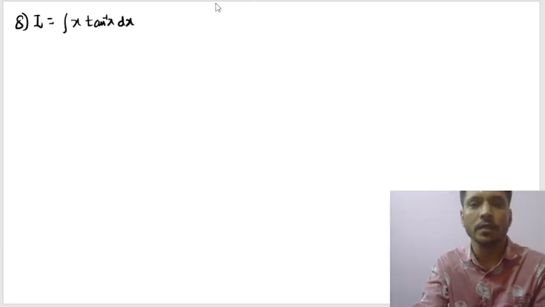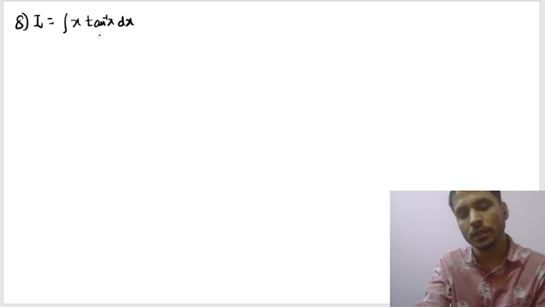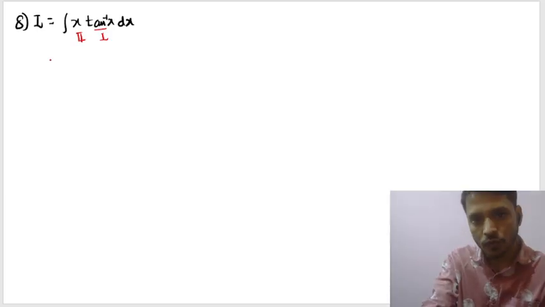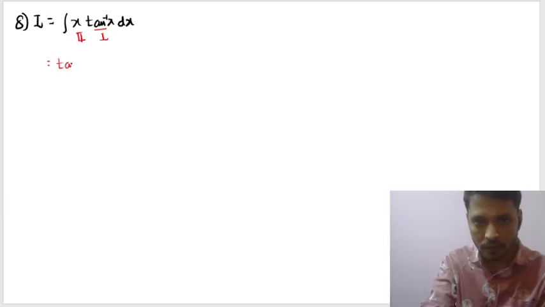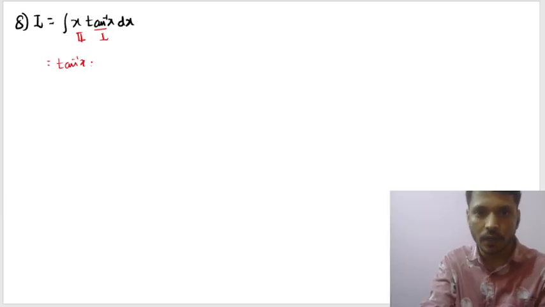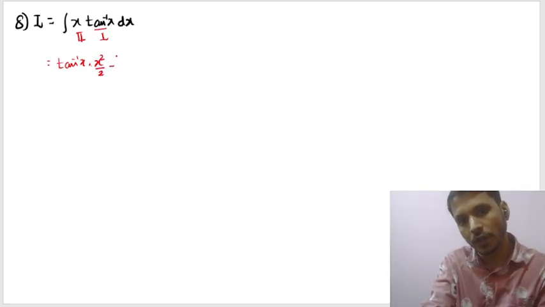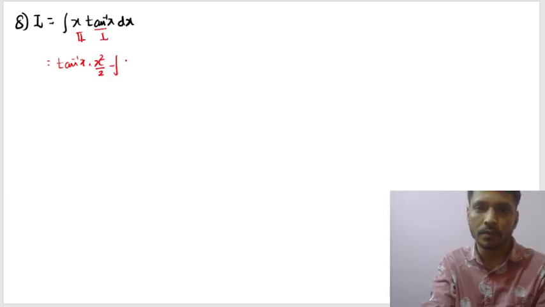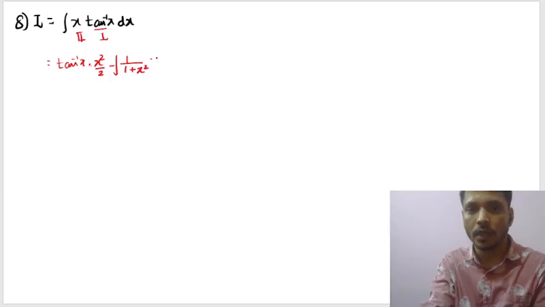So how can we do that? Exactly the same way as we did for the sine inverse. Here it is our first function and this is our second function. So the first function, tan inverse x, stays outside, and here we are going to take the integral of x. So integration of x will give us x square by 2, minus the integration of the derivative of the first function, that is 1 upon 1 plus x square, and the integration of x is x square. So we are getting this, and now into dx.